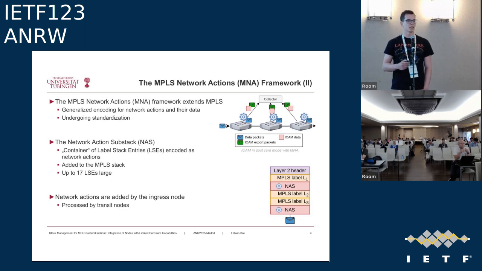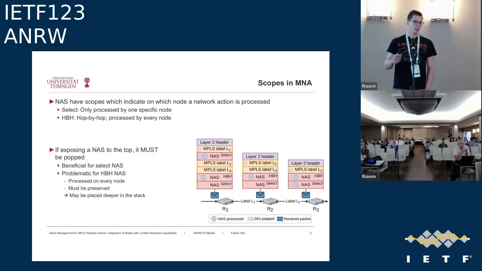Similar to IPv6 extension headers, those network actions are added by the ingress node of a path and then are processed by transit nodes on the path. So in MNA, NAS also have scopes, and those scopes indicate on which node a network action is processed. For example, we can instruct a single node on the path to process a network action by using the select scope, or we can use HBH scope NAS, which indicate network actions that are processed on every node. That's also kind of similar to IPv6 extension headers.